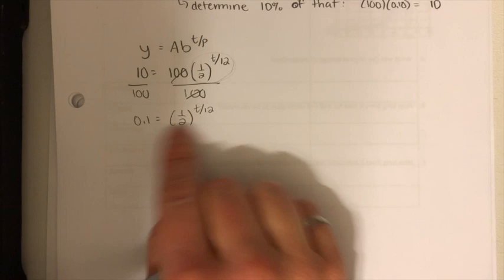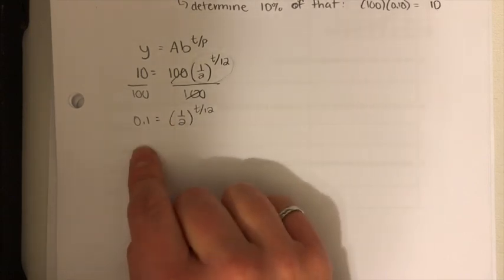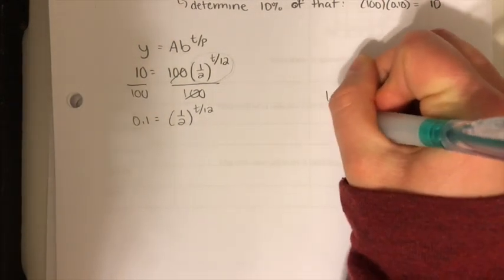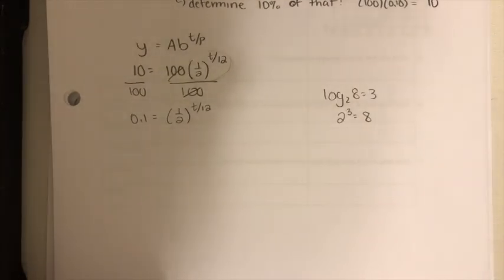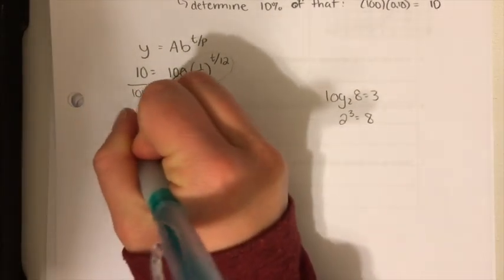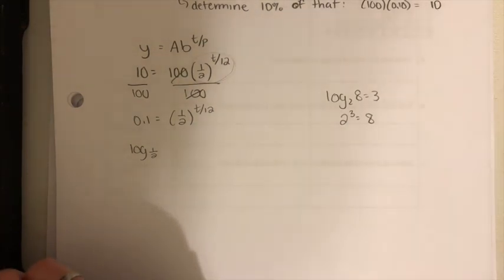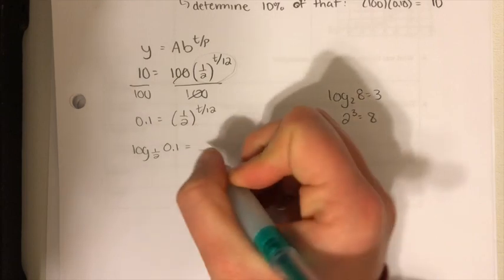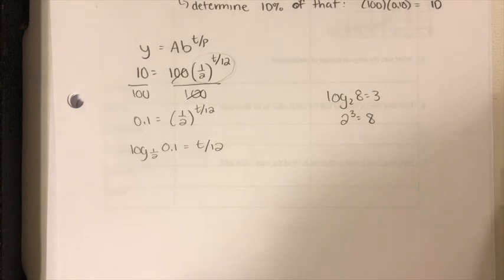So now, again, we need to get this exponent where our variable is not in an exponent anymore. Okay, so we're going to log both sides. I'm going to draw my little guide to life, right? So I don't mess up what goes where. So this is going to be log. The base is 1/2, and you can write that as 0.5 if you want, of 0.1 is equal to T over 12.